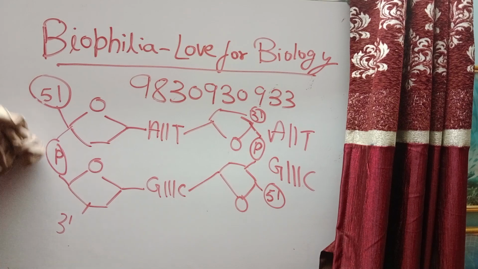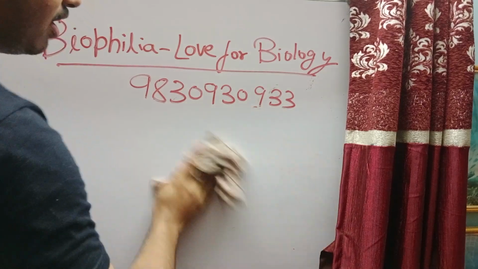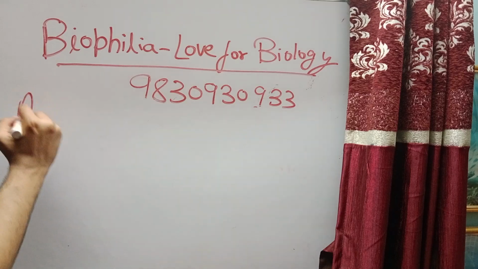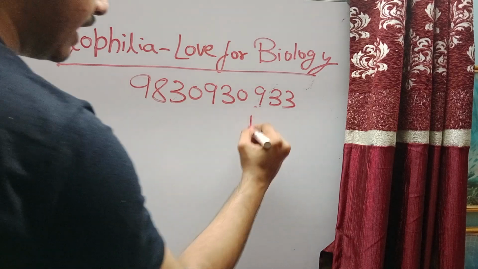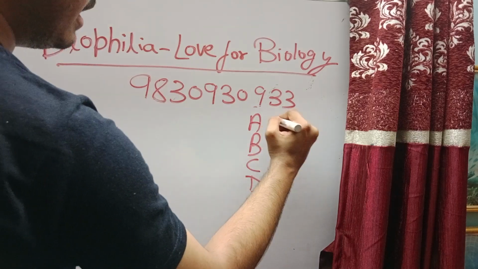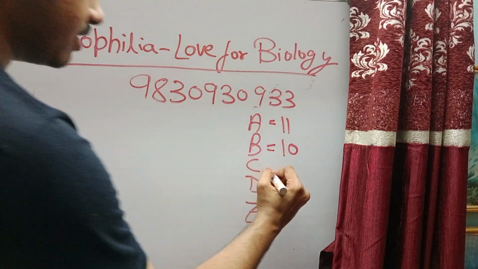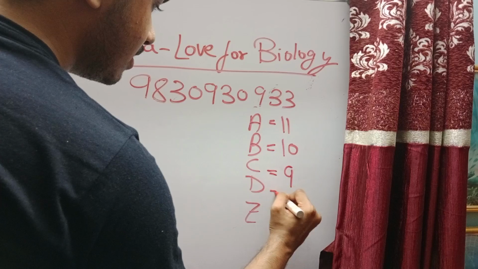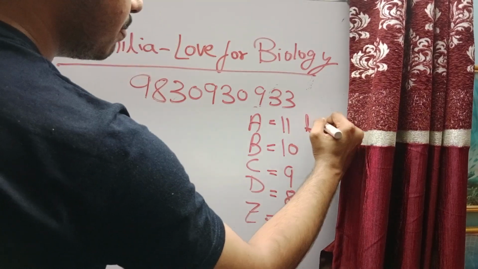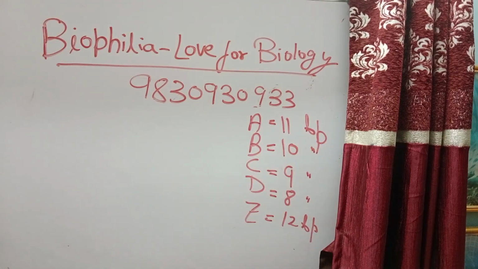Now, we will study the molecular structure of the B DNA model by Watson and Crick. There are many types of DNA, namely A DNA, B, C, D and Z DNA. A DNA contains 11 base pairs per turn. B DNA contains 10 base pairs per turn. C contains 9, D contains 8 and Z has 12 base pairs per turn.